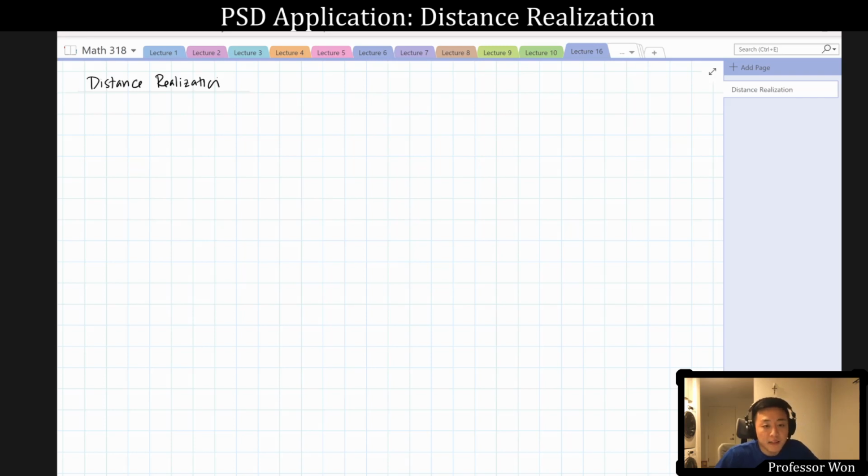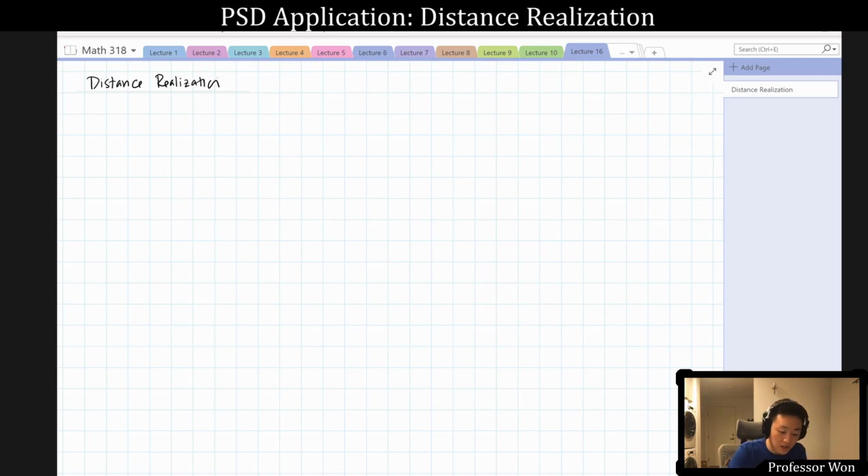Hi. Today we're going to finish up the chapter in the notes on positive semi-definite matrices with an application related to distance realization. Okay, and the question in distance realization, the motivating question, is a really simple one, which is if I give you a bunch of distances between points, can you find points that have those distances?